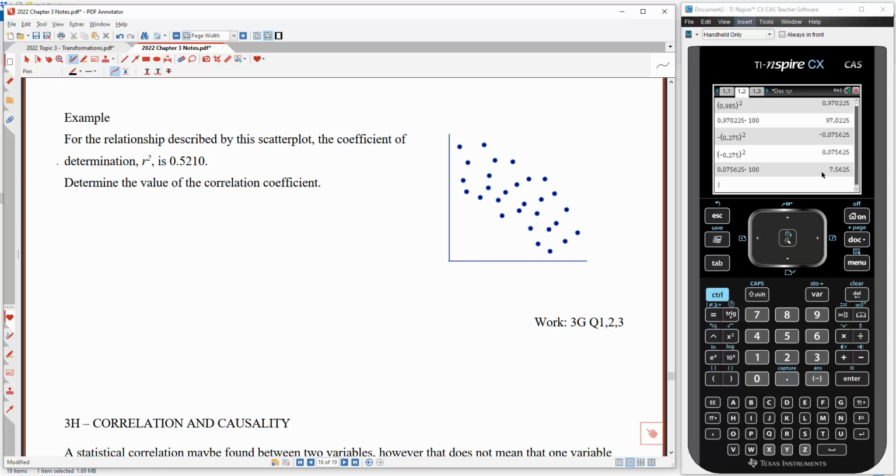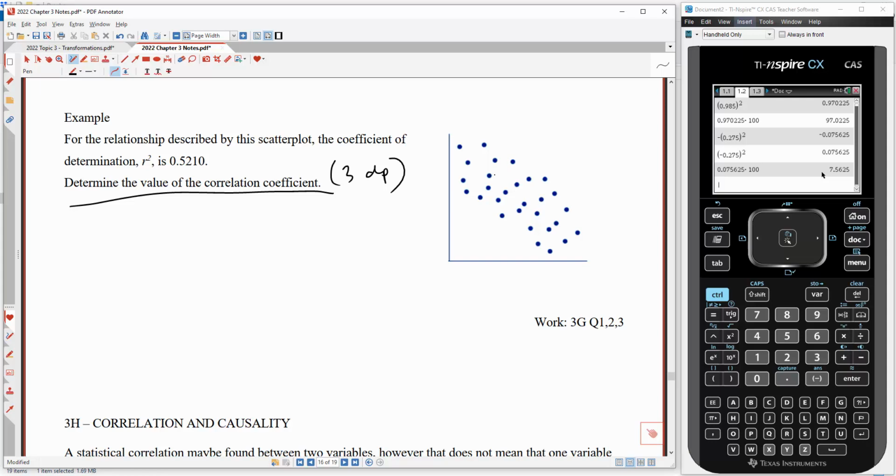Alright, the final question here, for the relationship described by this scatter plot, the coefficient of determination, R squared, is this, and they want us to work out the value of the correlation coefficient. Let's just say this time the specification was to 3 decimal places. So to do this, we need to square root this value to get back to the R.